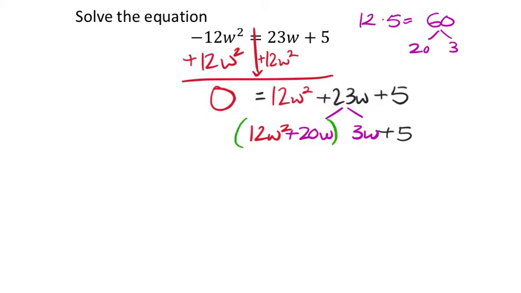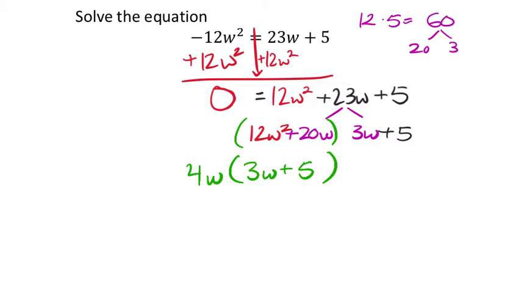I'm going to factor from this first group. It looks like a 4 and a w. So what am I left with? Well, 12 divided by 4 is 3. W squared divided by w is just an individual w. And then 20 divided by 4 is positive 5. And then the w we factored out.